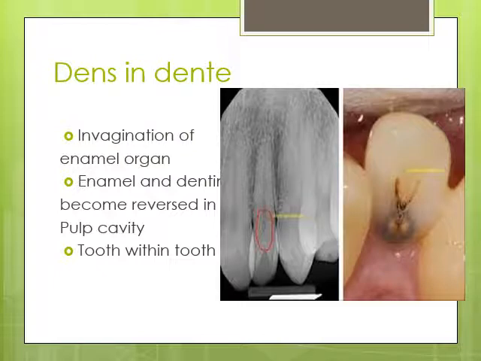This is now dens indens, which I have shown you. It is an invagination of the enamel organ. Enamel and dentine become reversed in the pulp cavity, and we can see the enamel. It gives the appearance of a tooth within a tooth, and you can see this invagination of the enamel organ takes place. So it gives the appearance of a tooth within a tooth.